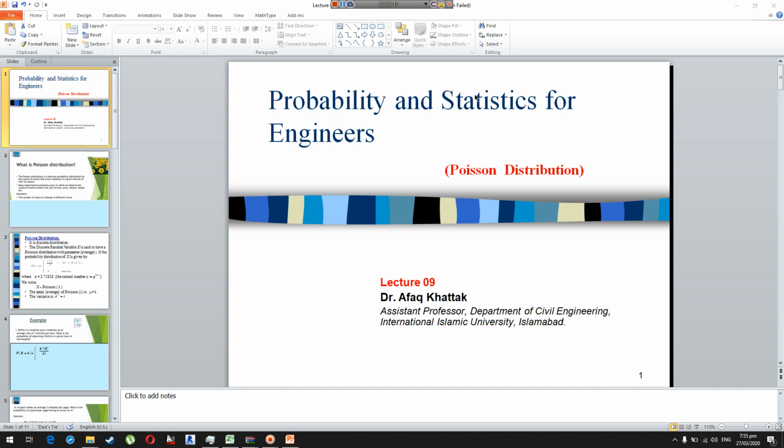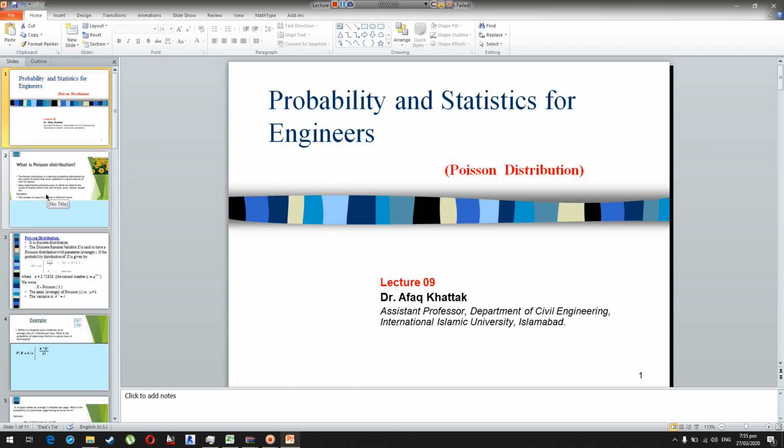We have already discussed other distributions, that are the binomial distribution and the continuous distribution. So this is another probability distribution, which is basically a discrete probability distribution. I will talk about the probability equations, and I will also talk about some examples.